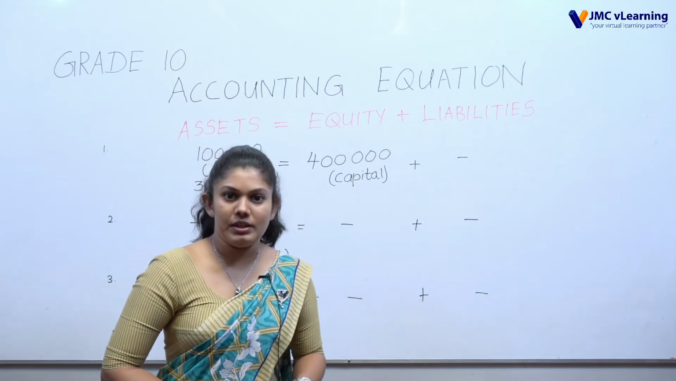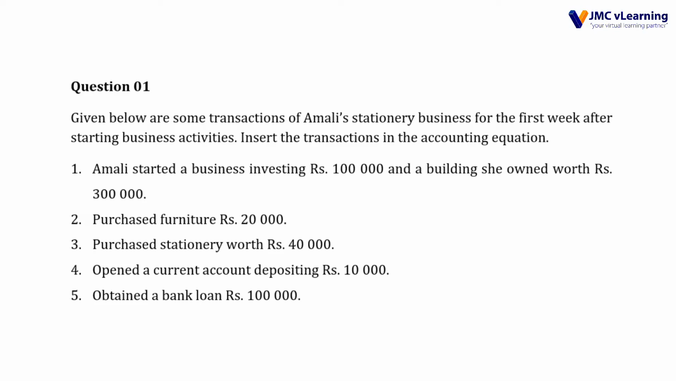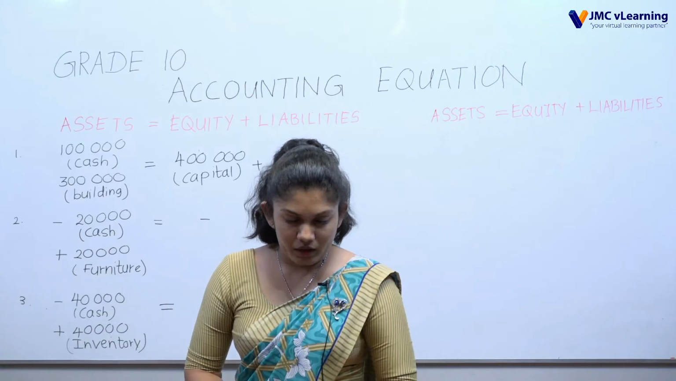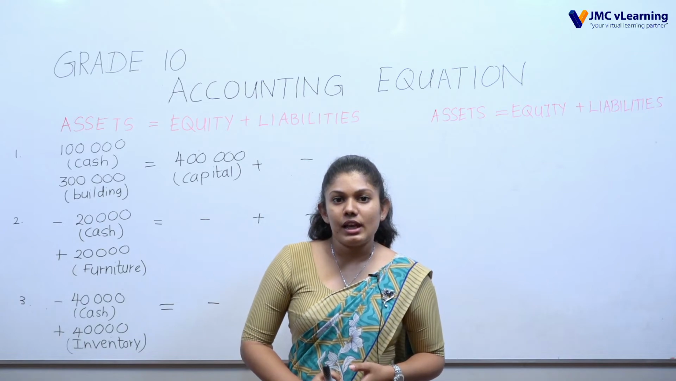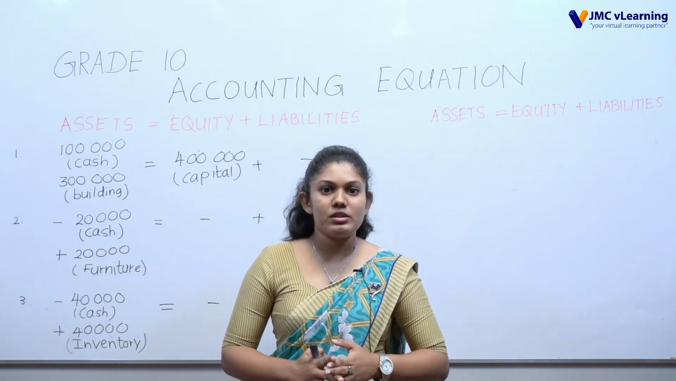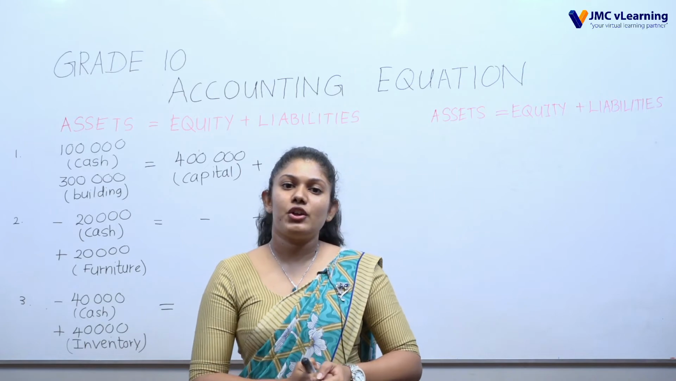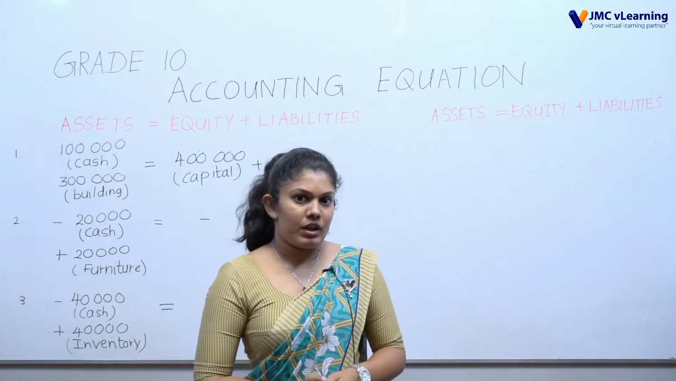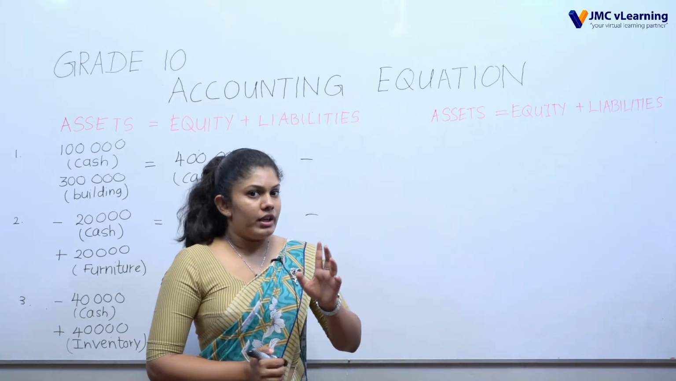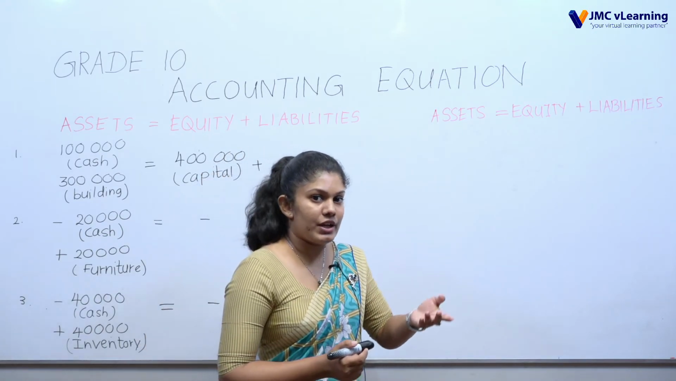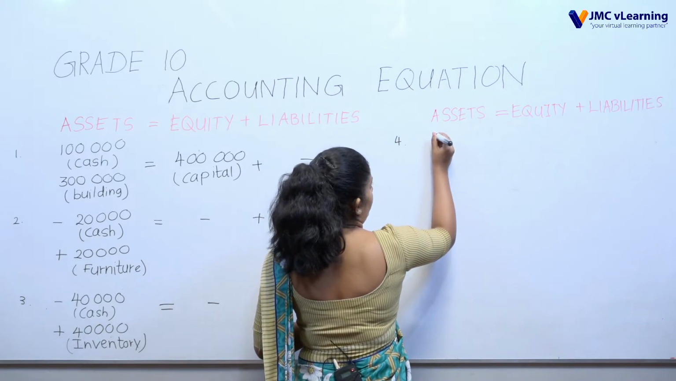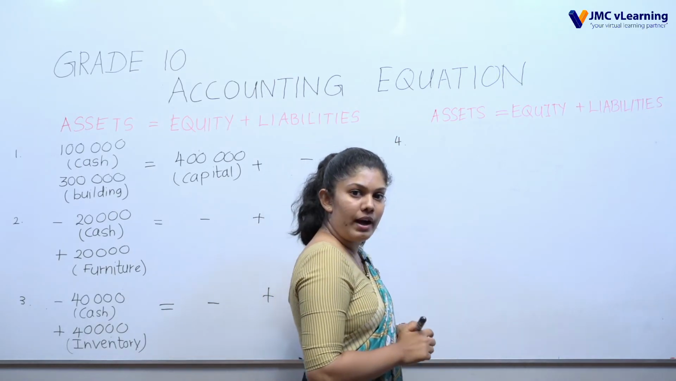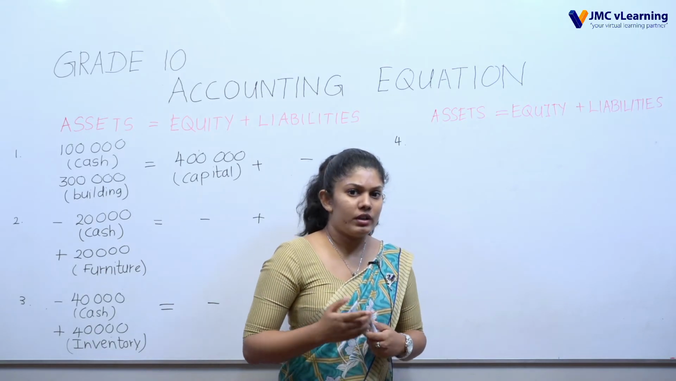Fourth transaction, opened a current account depositing 10,000. Opening a current account. Current account means a business bank account that we can transact using checks. But here we have to give away our cash. Okay. For this transaction, we have to give away our cash. But where does it go? Read the question again.